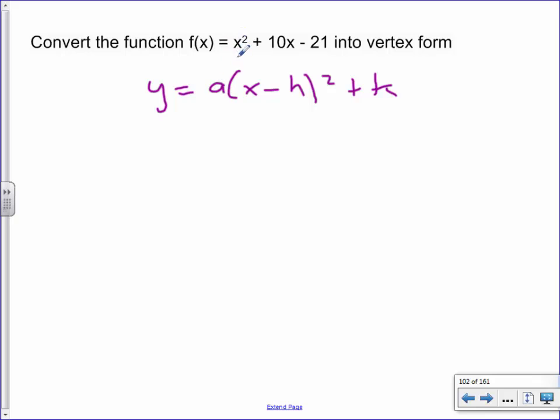Okay, if it's 1, that's good news. It's going to make your lives a little bit easier. You would need to factor out whatever your leading coefficient is first. But since it's 1, we're actually good to start with. So I don't have to do that on this particular example.